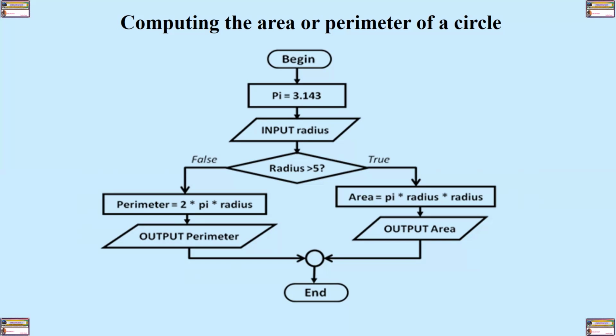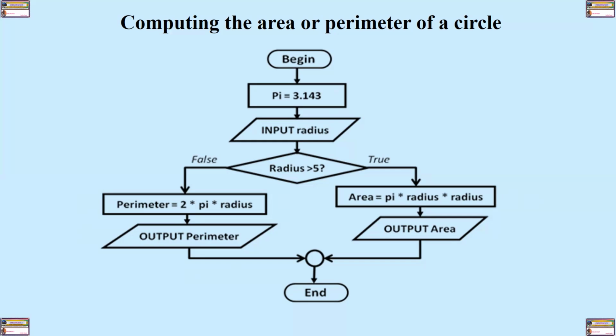If yes, that is, if true, the true path will be followed. So if it is true, pick the value in the memory location called radius, multiply by itself, multiply by the value of the memory location called pi, and assign the result to the memory location called area.